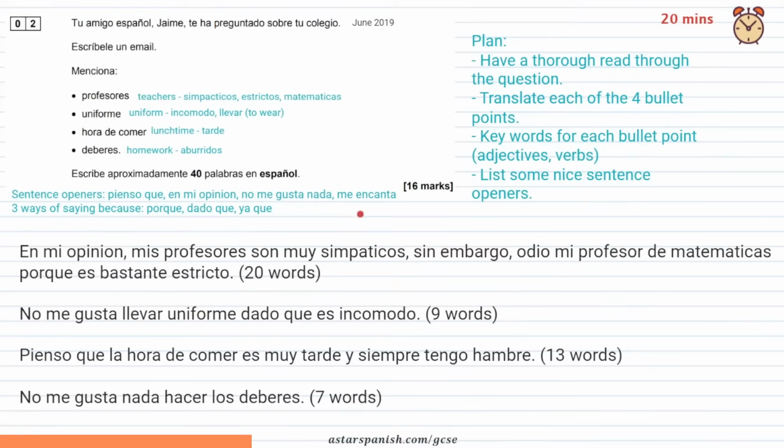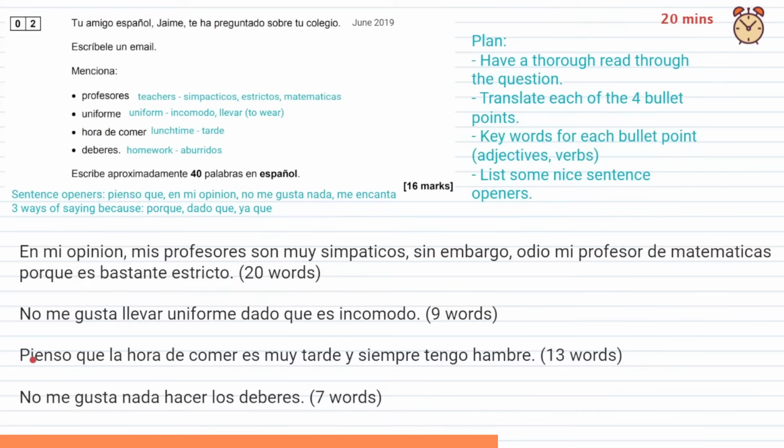One thing to be super careful of, and that I can imagine would cause students to lose a lot of marks, is grammatical accuracy. If you know all of the grammar rules, stuff like adjective agreement, then you'll be able to get much higher marks for quality of language. The second sentence I've written about uniform is "no me gusta llevar uniforme dado que es incómodo." I don't like wearing uniform because it is uncomfortable. I have used "dado que", which is just another way of saying because, and "llevar" is a key verb when talking about uniform or clothes in general, and it means to wear.